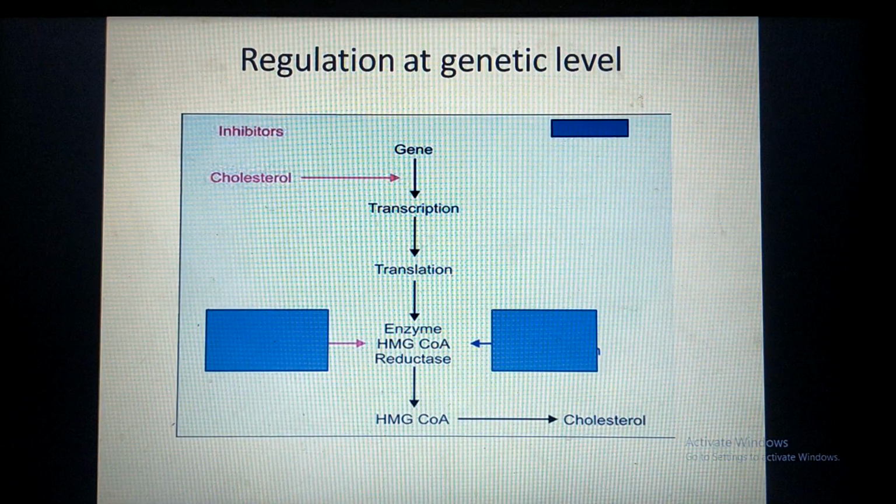The next type of regulation is regulation at the gene level. Here also the end product, that is cholesterol, acts as an inhibitor of transcription of the gene synthesizing HMG-CoA reductase.